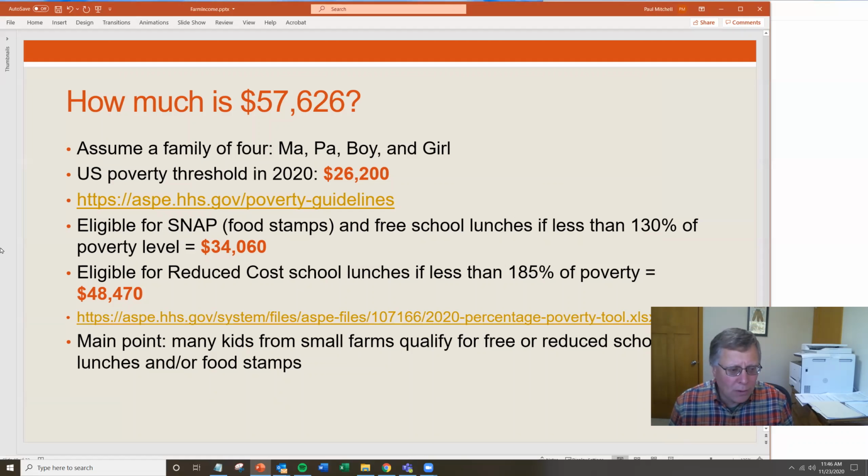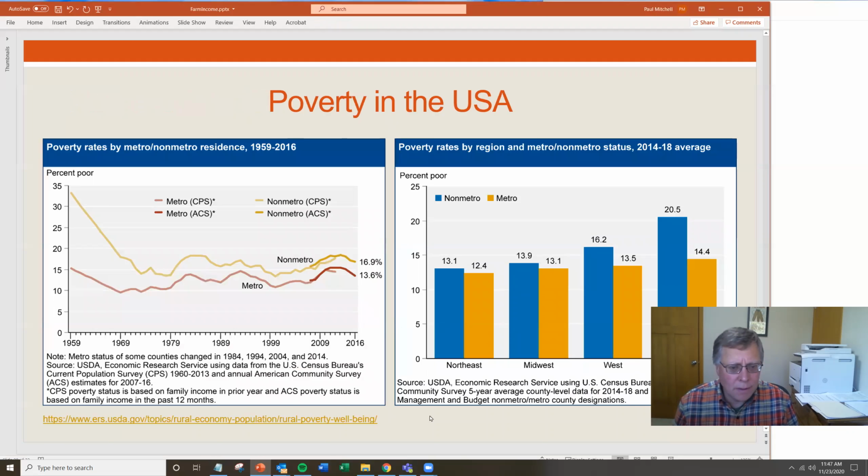And the point I really want to make is many kids from small farms are going to qualify for free or reduced school lunch programs and/or food stamps. So here are the people helping raise our food, and they themselves are on low-cost student lunches for their children, and potentially even free. And some of them would even qualify for food stamps, the Supplemental Nutrition Assistance Program, SNAP benefits. So this is kind of an ironic factor about U.S. food and agriculture. This is what I would call the rural poor.